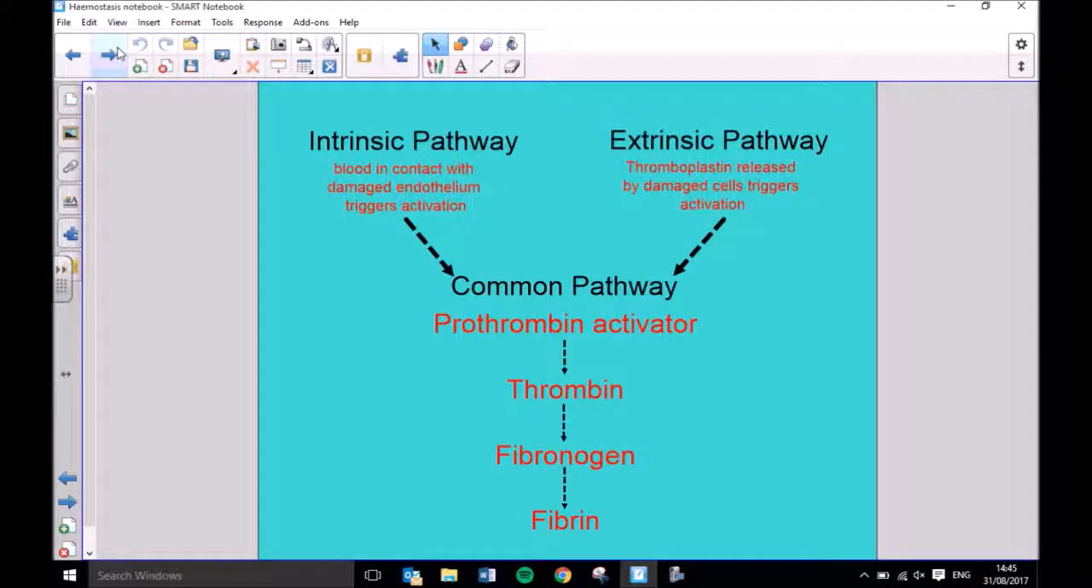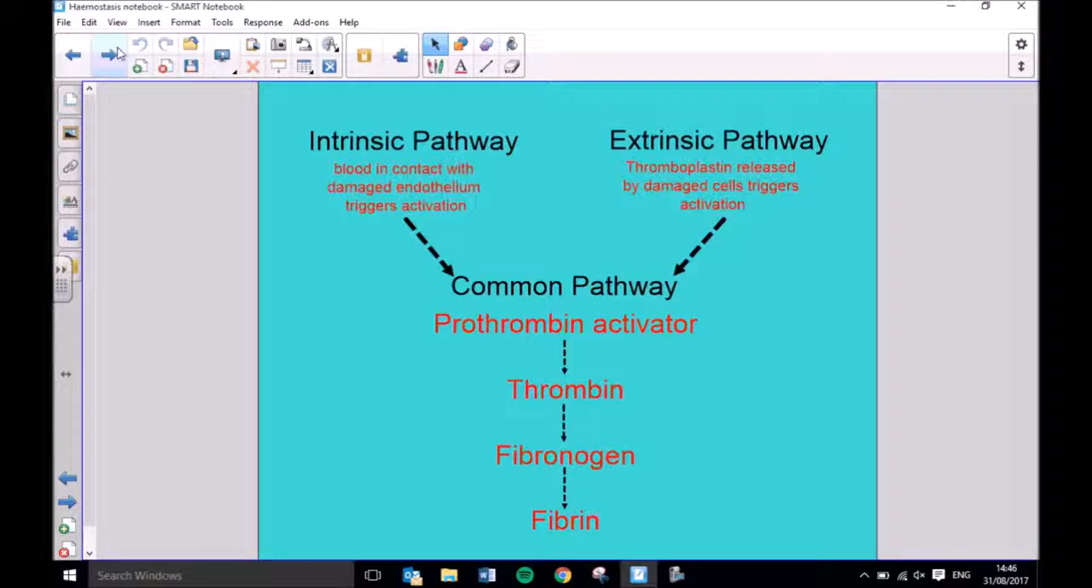But regardless of whether that's happened quickly, as in a matter of seconds in the extrinsic pathway, or if it's happened slower in the intrinsic pathway, taking a few minutes, we will still get to this common pathway eventually. And these last few steps are important. This is when we talk about how we go from a platelet plug, which is not very strong and everything's just sticking and hanging on for dear life, to a much more solid structure in the form of an actual clot.